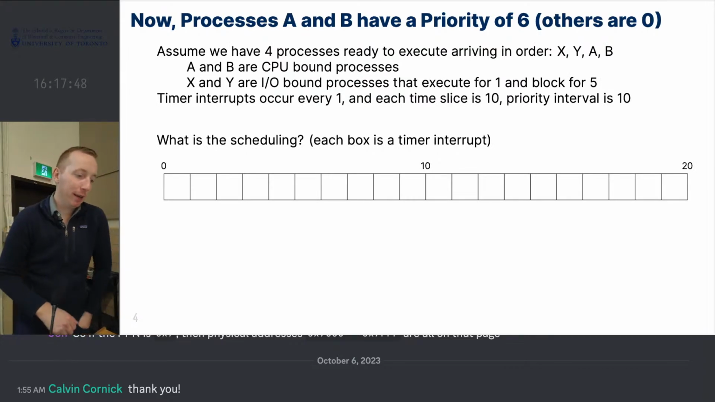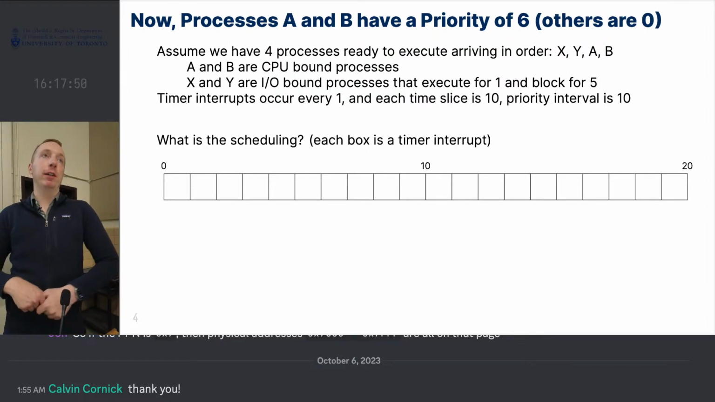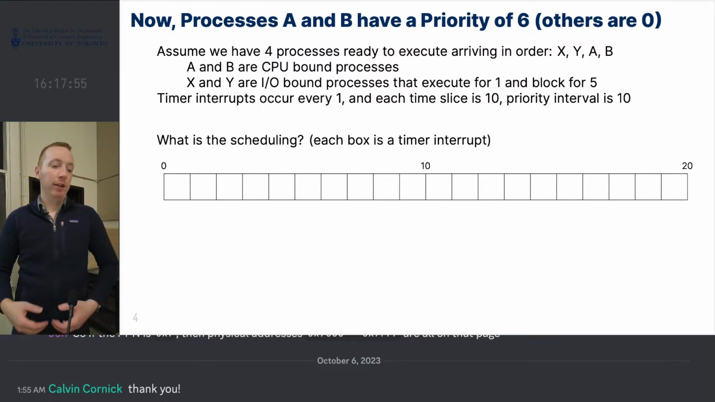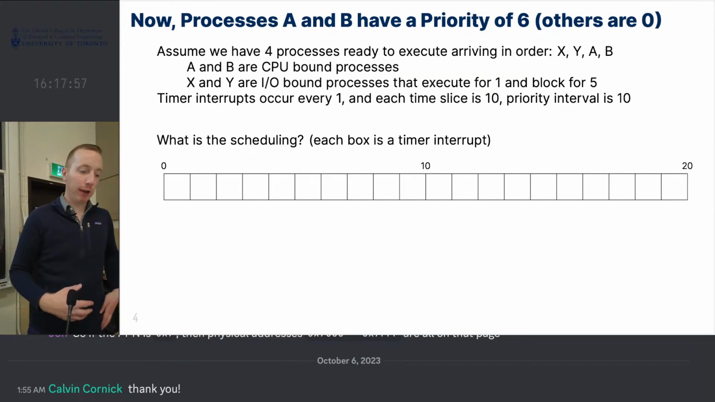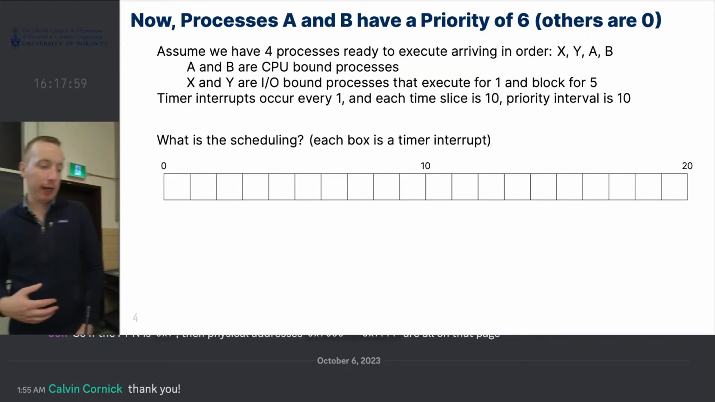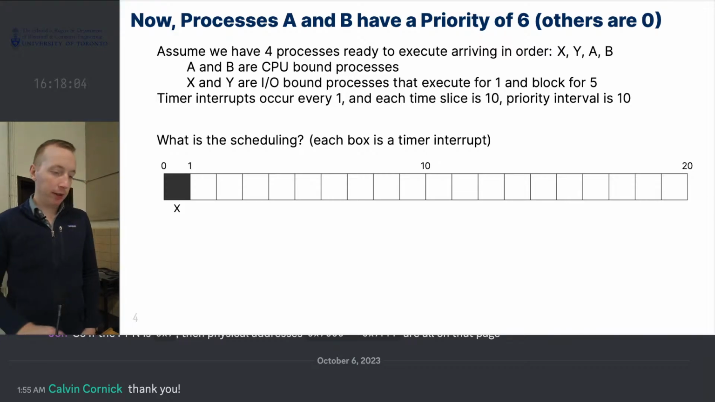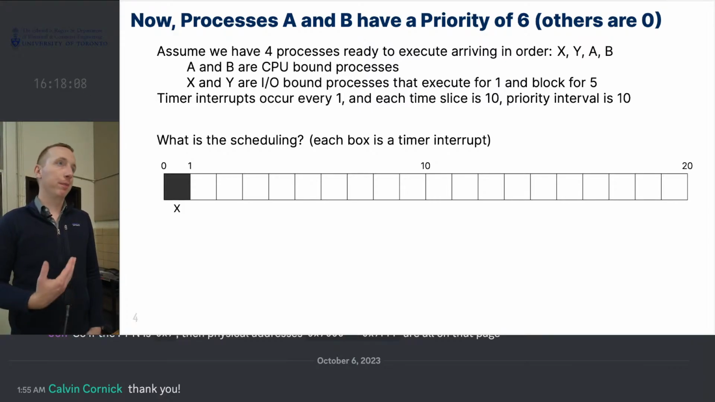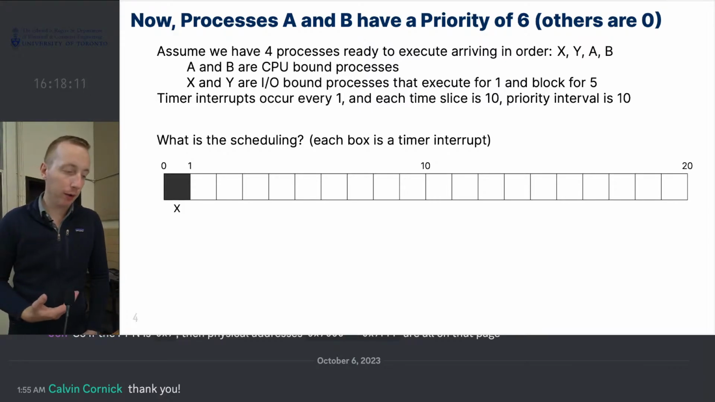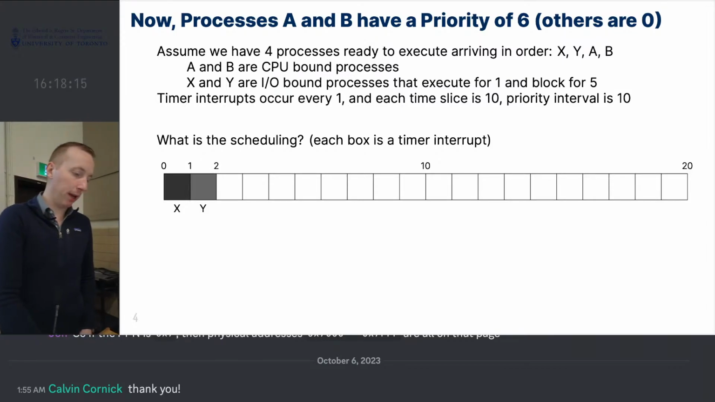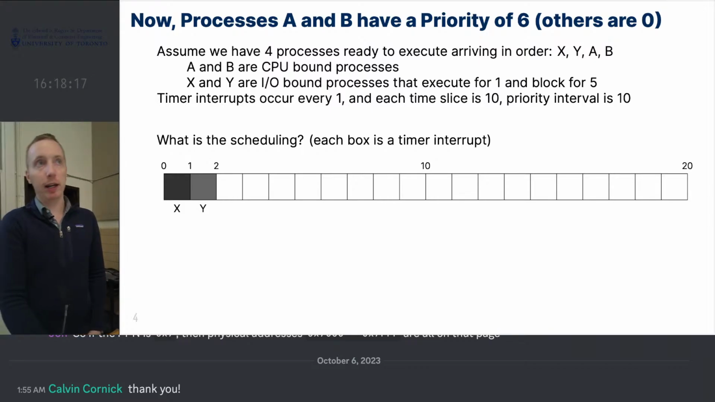So same thing, except now A and B have a priority of 6. That is a higher number, or lower priority, so we would prefer to execute X and Y over A and B. In this case, we're going to start the same. There's a tie between X and Y. Their priority is 0. X arrived first, so we pick X. It runs for 1 time unit, blocks for 5. Execute Y, runs for 1 time unit, then blocks for 5.